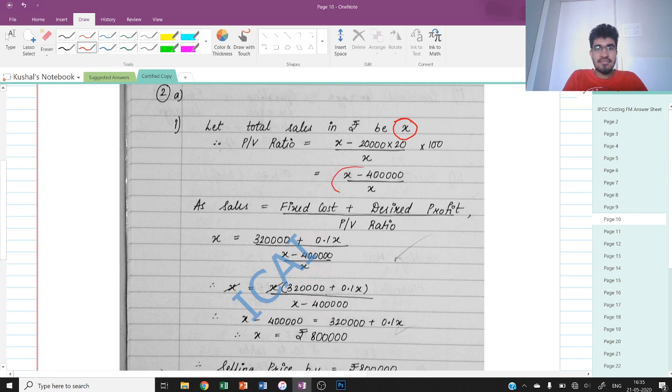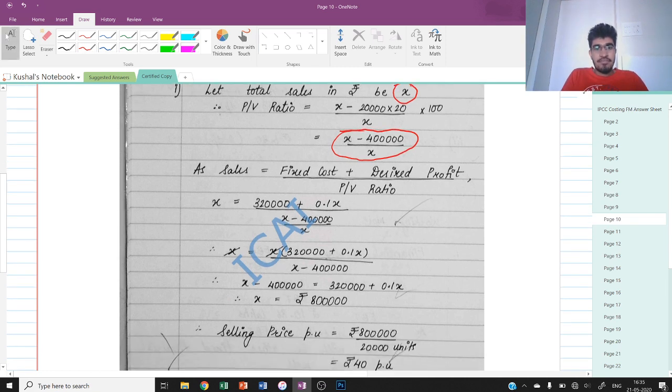Thus PV ratio is (X minus 4 lakh) whole upon X into 100. Also, we know that sales is fixed cost plus desired profit upon PV ratio. So what I did over here: sales is X, we have assumed it to be X. We have the fixed cost, which is 3,20,000. Desired profit is 10% of sales, which is 0.1x, whole upon PV ratio, and PV ratio is nothing but (X minus 4 lakh) whole upon X.